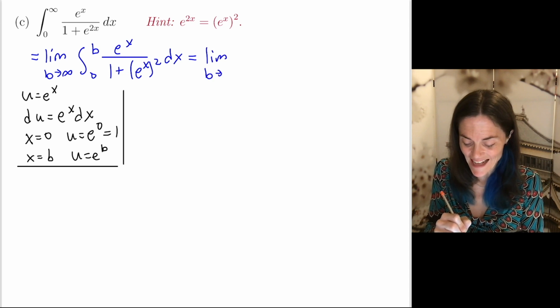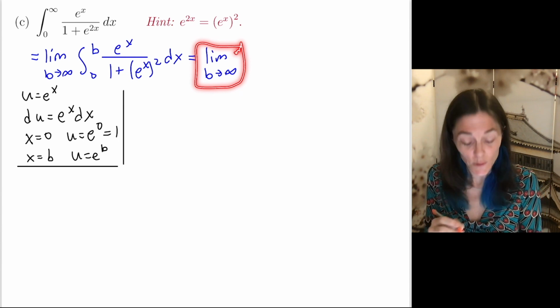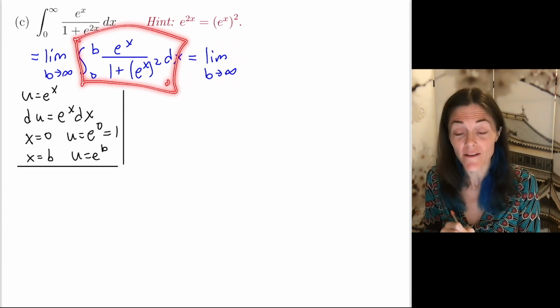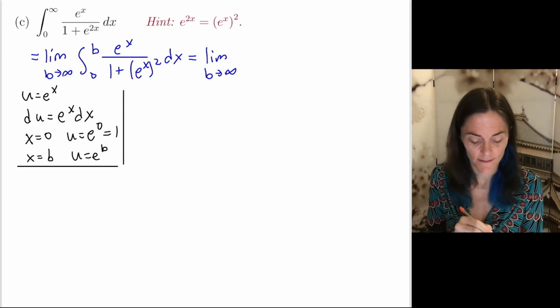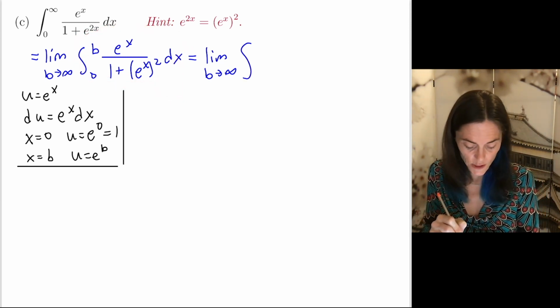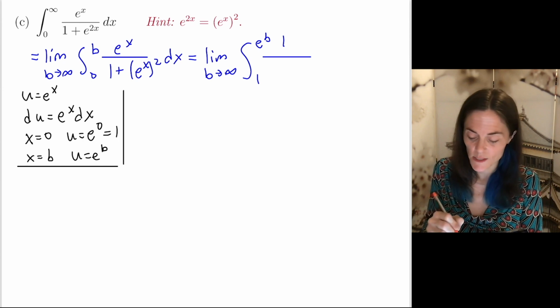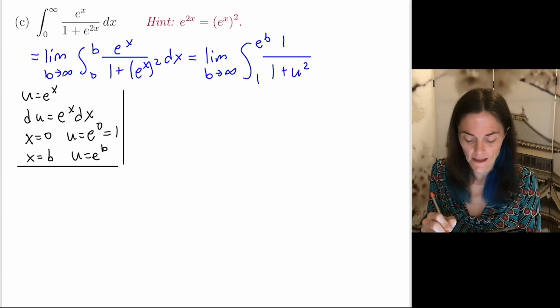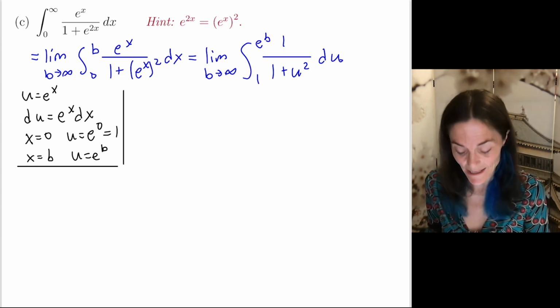So I have a limit as b goes to infinity. And it's important to understand this part did not change. I'm doing substitution on the definite integral, and at the very end, I will take a limit. We have an integral from 1 to e to the b of 1 over 1 plus u squared du.